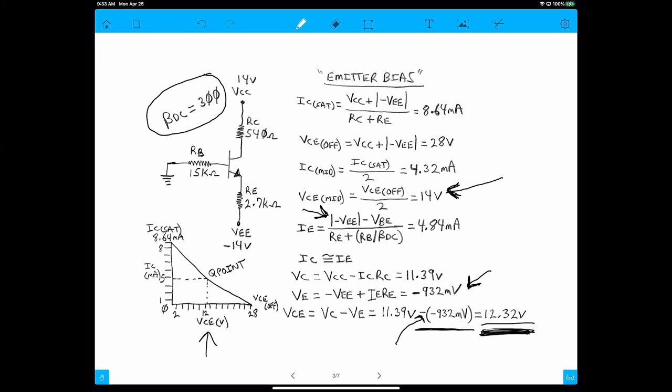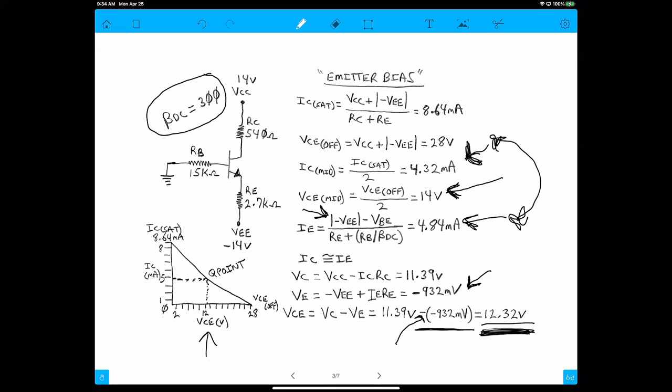Then we want to go over and check our IC, which in this case is also equal to IE, which is 4.84 milliamps. When we put that over to our Q point and find out our location for the Q point, it looks like it's almost at midpoint, because our IC mid here is 4.32 milliamps. So these two are fairly close to the midpoint.